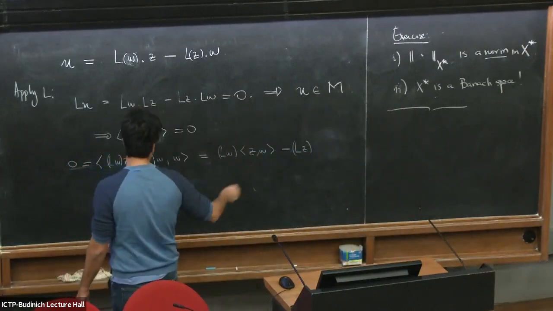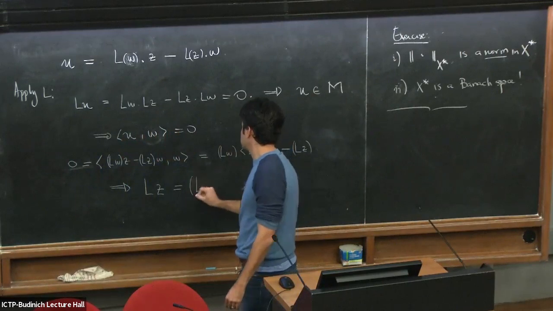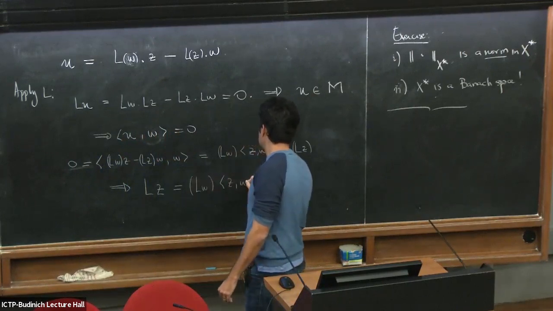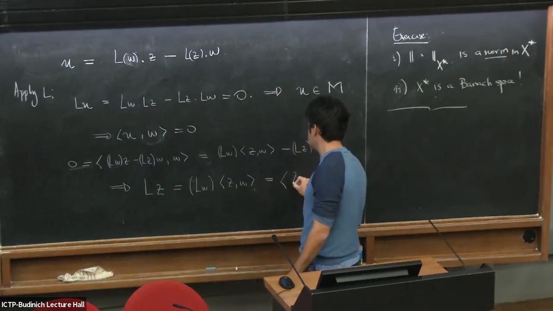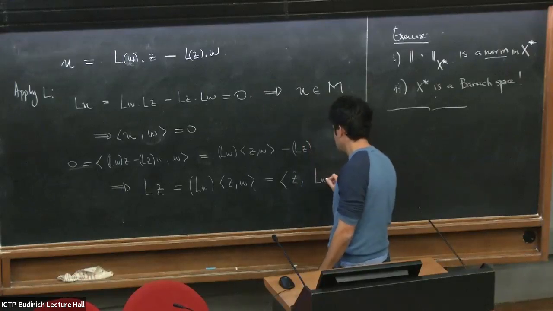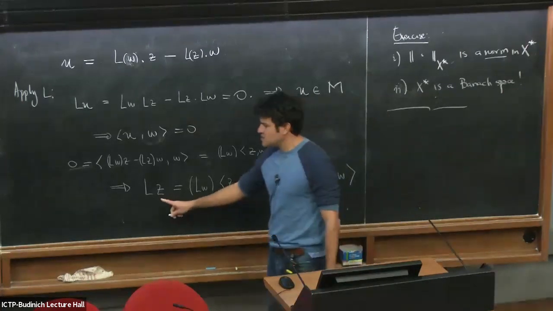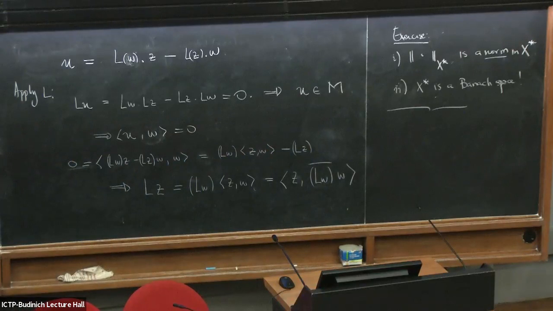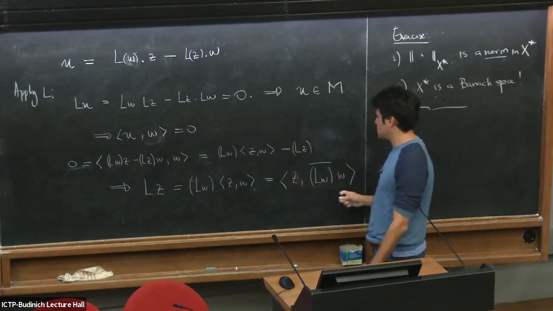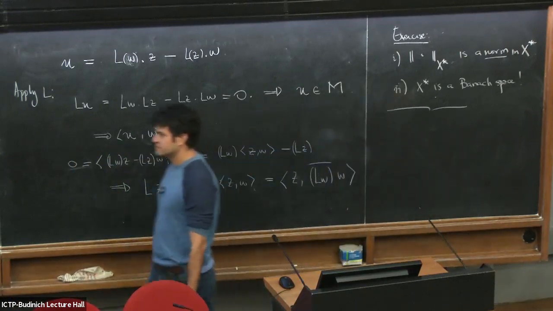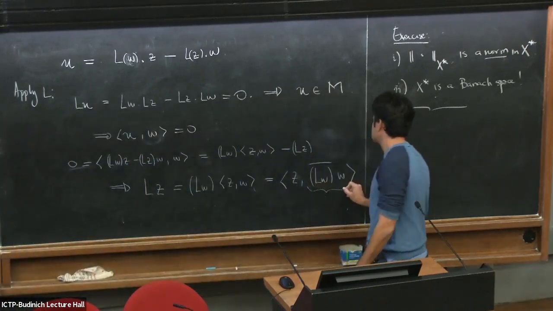So if you move this L of Z to the other side, you find that L of Z is equal to this L of W, this number, times Z scalar W. Now you can move this scalar inside the product. So this is Z scalar L of W bar W. So Z was a generic point in your Hilbert space, and you ended up proving that L of Z was the inner product of Z with this vector that is fixed. W is fixed. So this is your V.